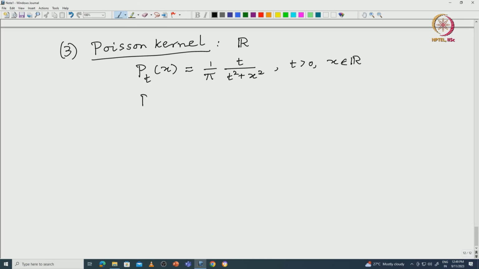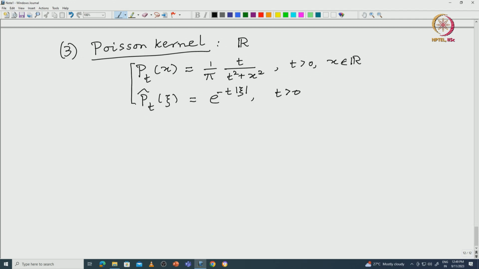So P_t. Since we are working in L2 here, its Fourier transform that you need is given by e to the minus t mod chi. Okay, t again positive. Just verify that.